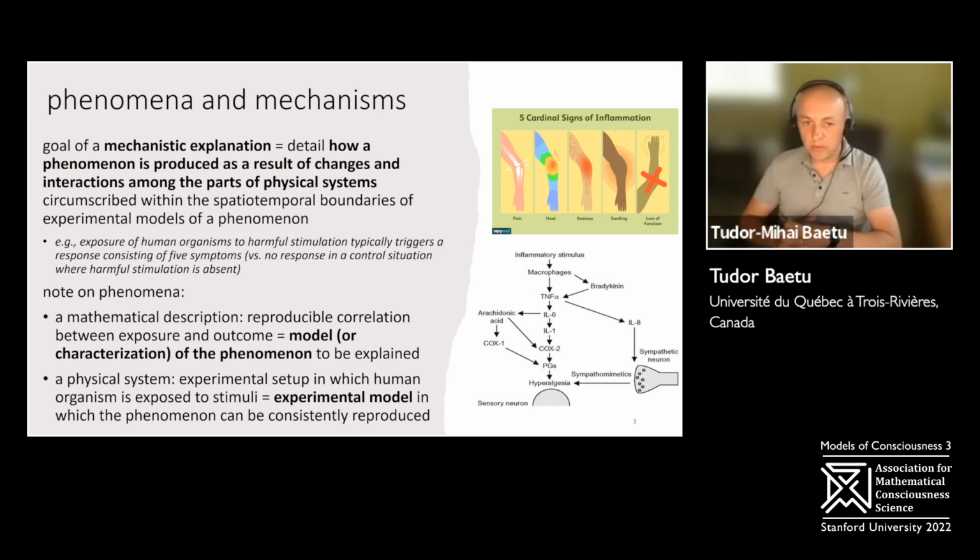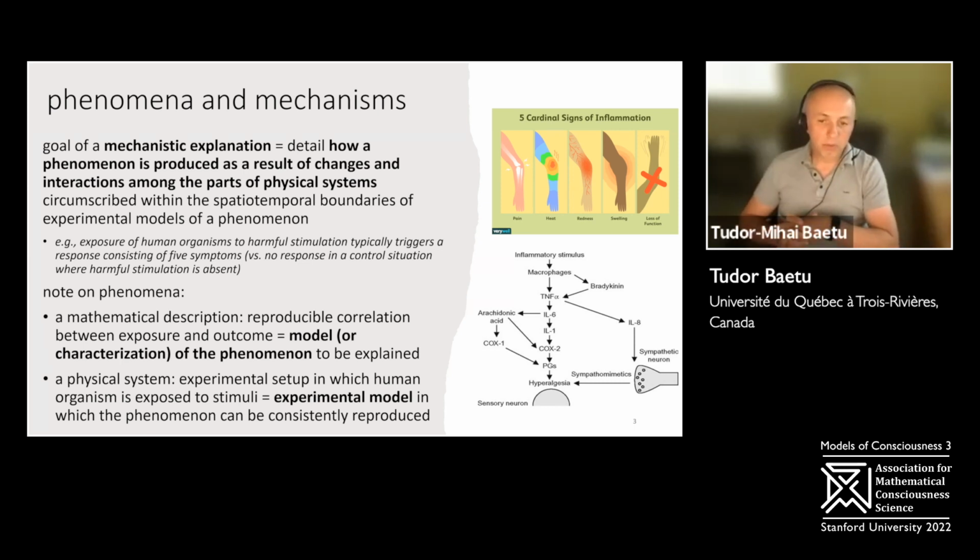So here's an example. How do we characterize a phenomenon in biology? Well, one typical way of doing it is in terms of stimulus and response. You subject a biological system to a stimulus and you observe the response. So here's the phenomenon of inflammation, which is actually a family of phenomena. But to simplify, it's just a phenomenon. You expose human organisms to hormone stimulation, and this typically triggers a response consisting of 5 symptoms.